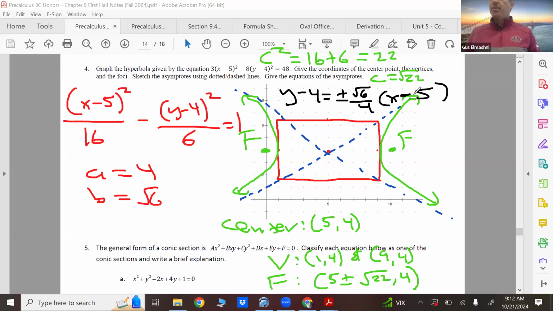Thor, what's your question? Oh, so there's a formula: C squared equals A squared plus B squared. That's why I'll just give you guys because I haven't done that derivation yet. Your A squared is 16 and B squared is 6. If you add that up, you get 22. So C will be root 22, which is like 4 point something.